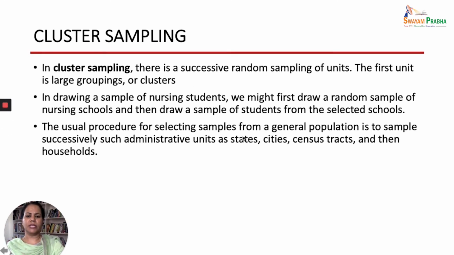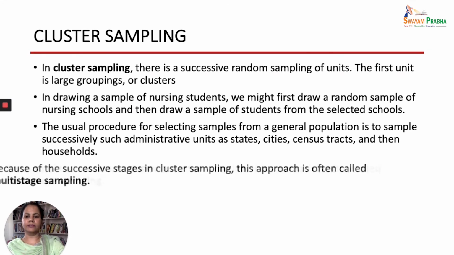So the usual process for selecting the sample from the general population is to sample successively, such as administrative units, states, cities, census tracts, and then households. So if you are selecting subjects from a general population, then it is better that you divide the clusters: the first cluster can be the state, the second the cities, the third the towns, and the fourth the households. With this way you will be able to get the subjects from the different areas, but your labor can be decreased.